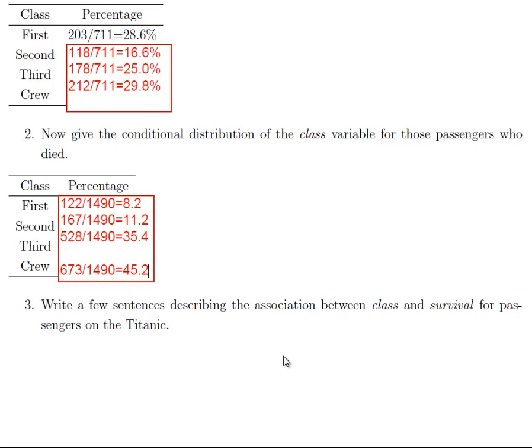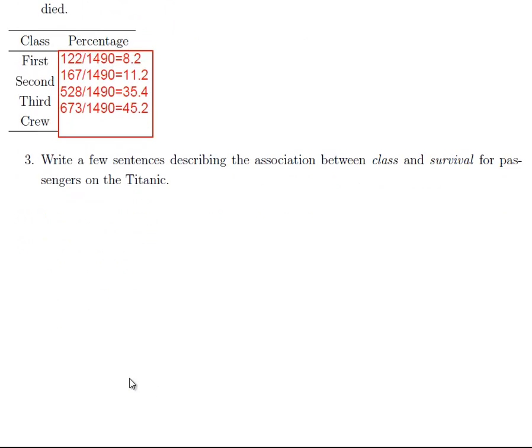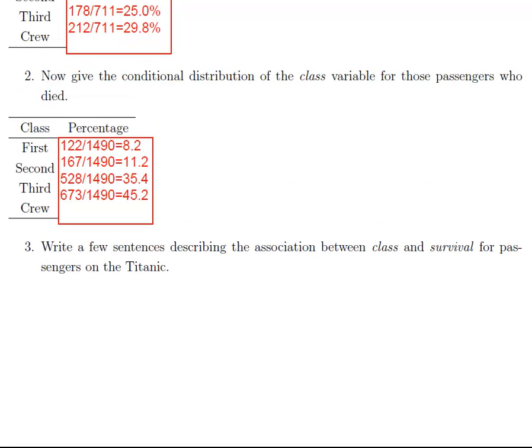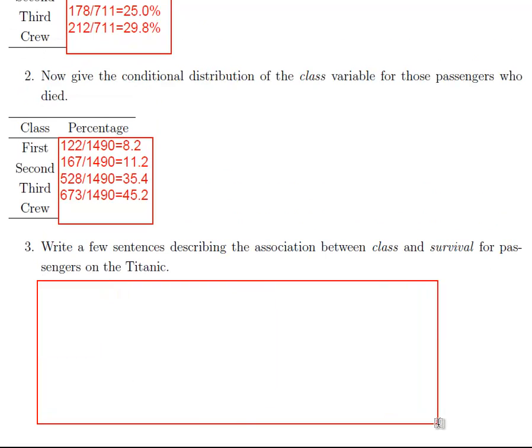This is taking into consideration both variables. So we want to see if there's an association between survivalship and what class the passenger came from. So the biggest thing that I notice is the difference between the 8.2% and the 45.2 and maybe this 35.4. These are the individuals that died. Very few of them came from first class, and the majority of them came from either third or crew. And so if I wanted to write a few sentences, that's probably what I would start off with.